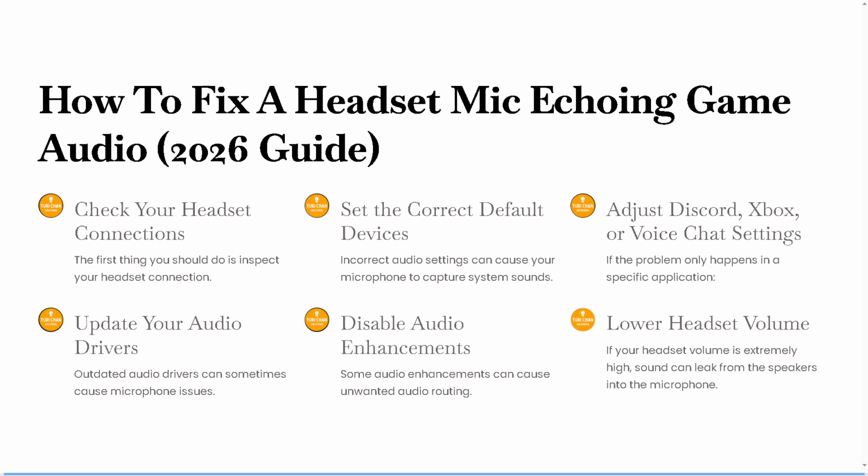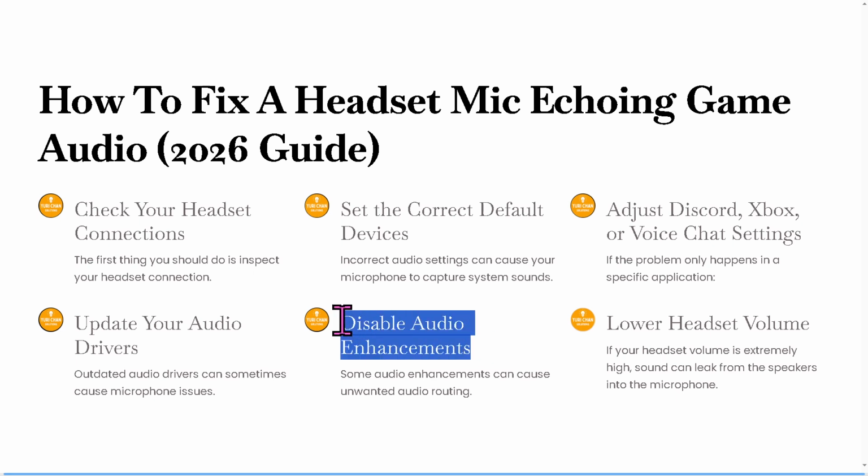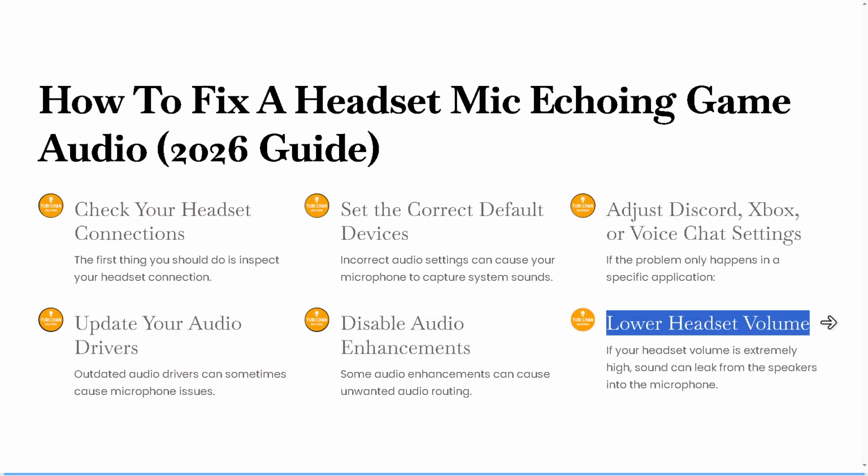And of course, you can also try to disable any audio enhancements. Now, let me tell you this. Some audio enhancements can cause unwanted audio echoing. So open sound settings and then select your microphone, click properties, and then find the audio enhancements. I want you to disable all of the enhancements, save the changes, and test your microphone to see if that works.